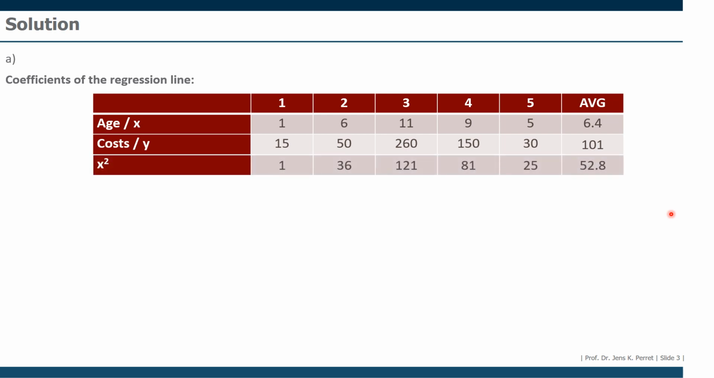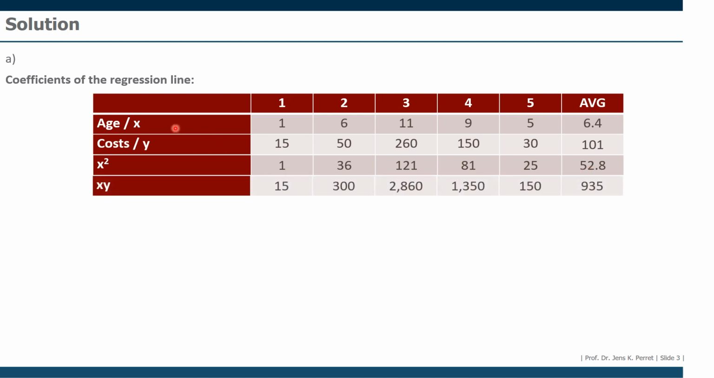So the first one would be squaring all the x values. So here 1 squared, 6 squared, 11 squared, and so forth. And of this we're also taking the averages. Then we're going to calculate x times y. X times y, so 1 times 15, 6 times 50, 11 times 260, 9 times 150, and this one. Again, we're going to calculate the average. Later on, we're going to calculate as well the squared y values, but not at this point.